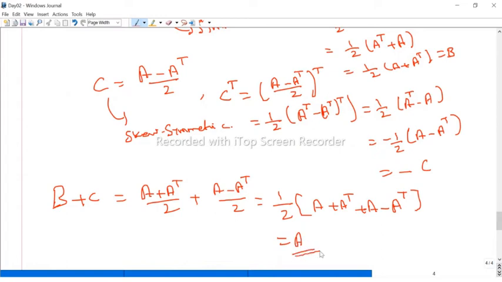Therefore the matrix A can be written as the sum of two matrices. One matrix is a symmetric matrix, another matrix is a skew symmetric matrix. Okay, so this is very important. So any square matrix is a sum of a symmetric matrix and a skew symmetric matrix. So actually this part is the symmetric part of A and this part is called the skew symmetric part of A, because every A has two parts.